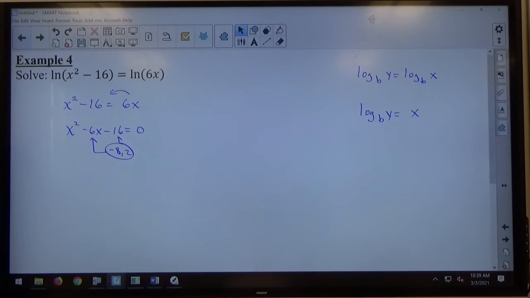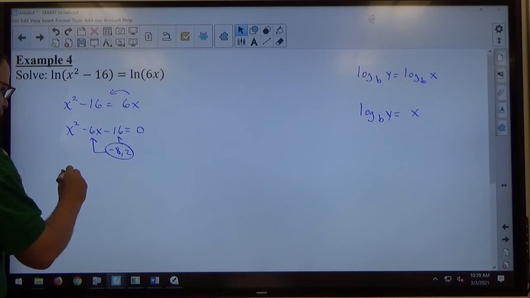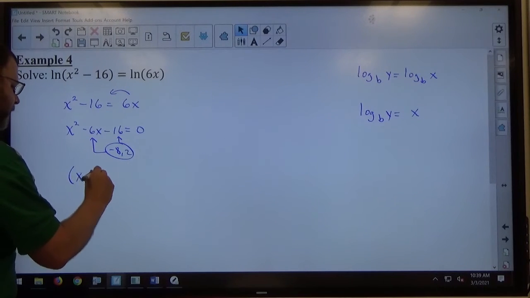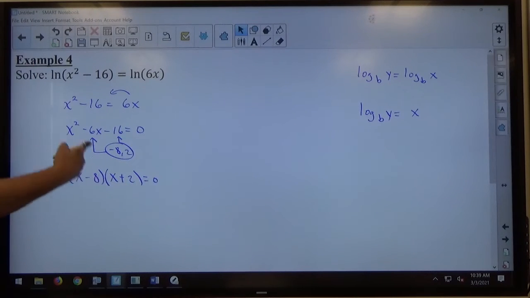We do have a coefficient of 1 in front of x squared, so it's just the simple product-sum fact that we need to figure out to factor it. So this one, factoring would be pretty efficient, so I'd probably go that route on this one. Once I recognize the two numbers that do what they're supposed to do, I write my factored form, x minus 8 times x plus 2 is equal to 0. That's equivalent to the quadratic expression.